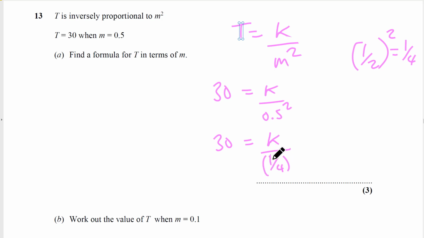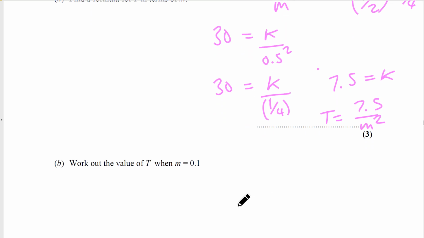Now this could cause some of you to become unstuck, but you just times both sides by a quarter. So a quarter times 30 is 7.5, so 7.5 equals k. So the formula is t equals 7.5 over m squared. So that's not too bad.